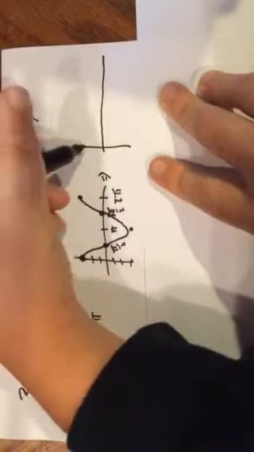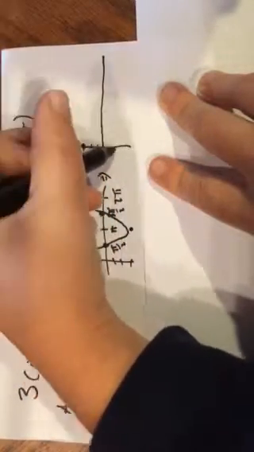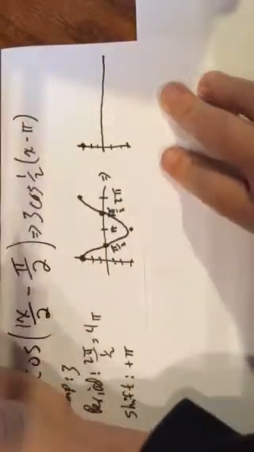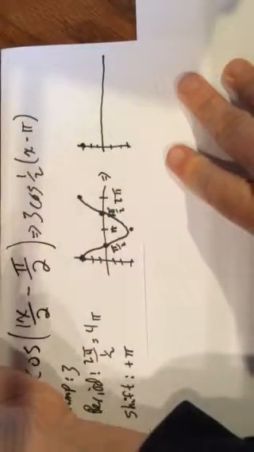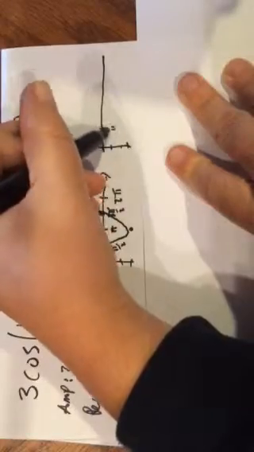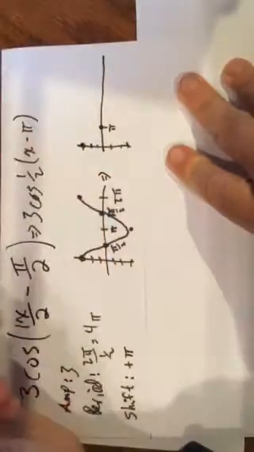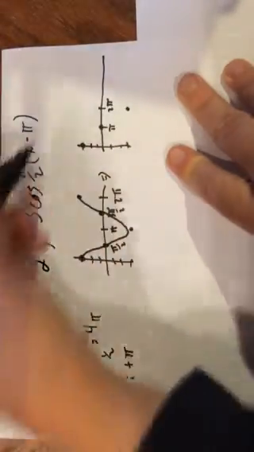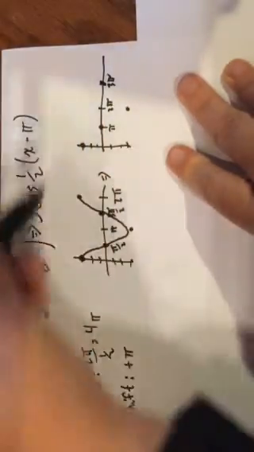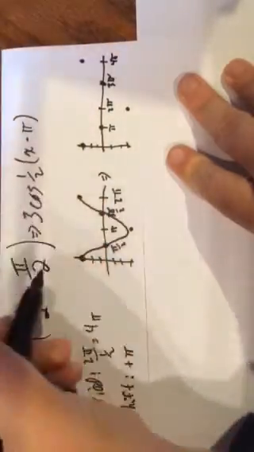if I multiply everything by 2, 0 times 2 is still 0, so stays there. Pi over 2 times 2 is pi. Pi times 2 is 2 pi. 3 pi over 2 times 2 is 3 pi. And 2 pi times 2 is 4 pi. Okay, so now I have this.